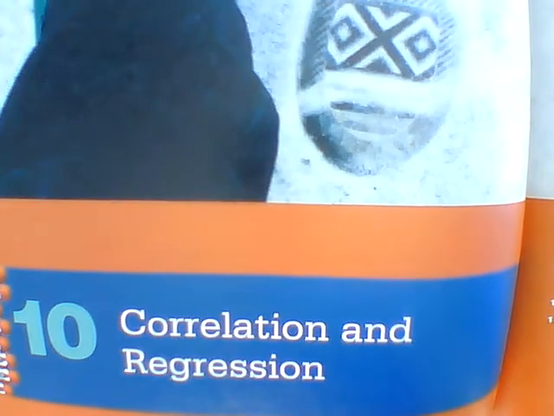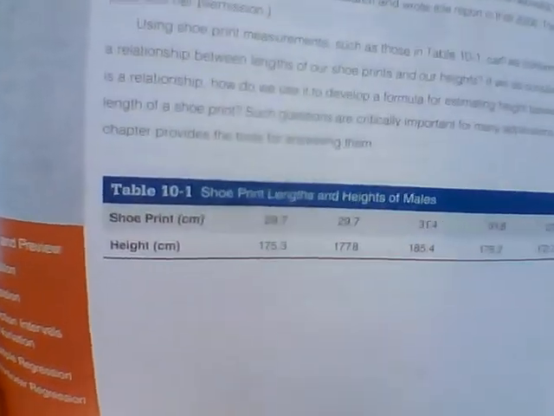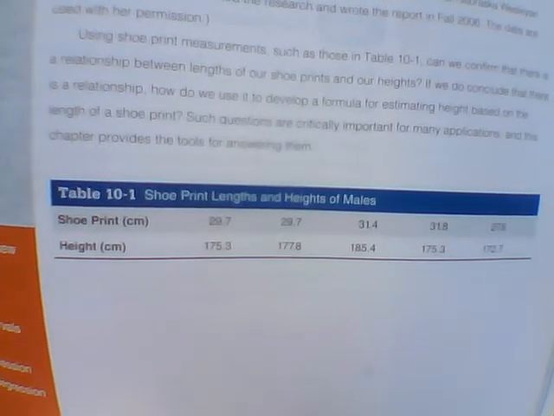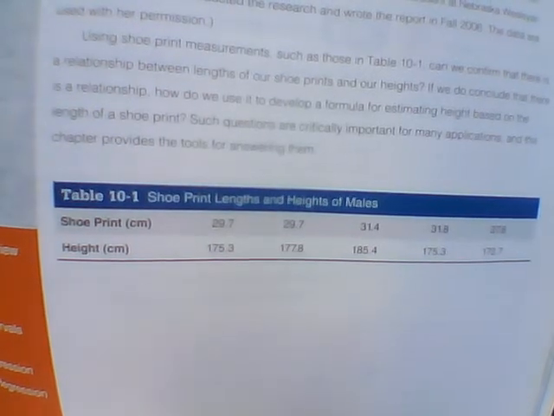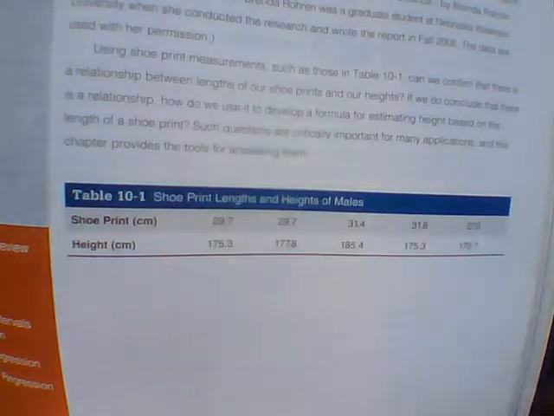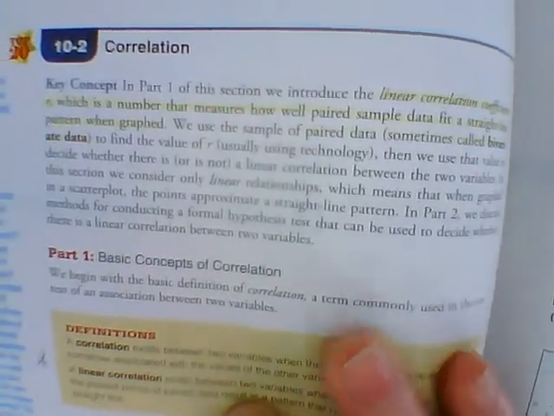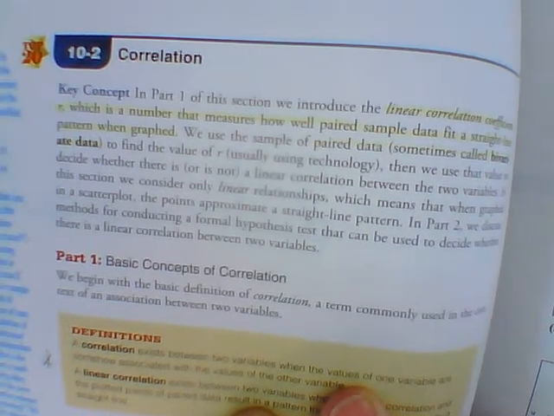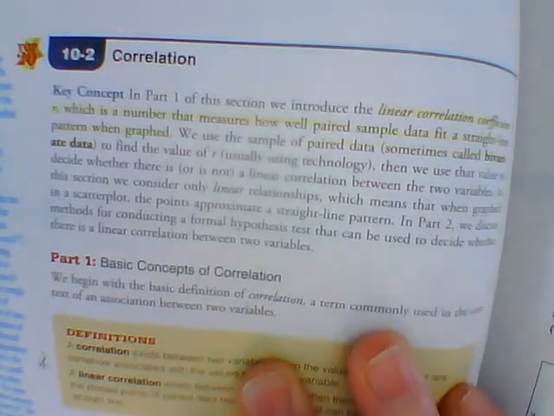In this chapter, we start looking at correlation. So one of the chapter problems we start talking about is, does shoe size give some correlation to what somebody's height would be? So we start comparing two variables, and is there some sort of connection between the two? So as we start off here, we start looking at a linear correlation coefficient, R, which is the number that measures how well paired sample data fit a straight line pattern on a graph.